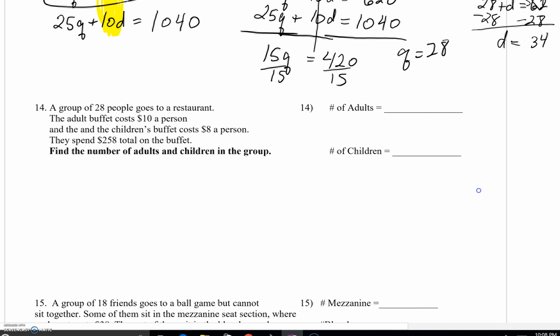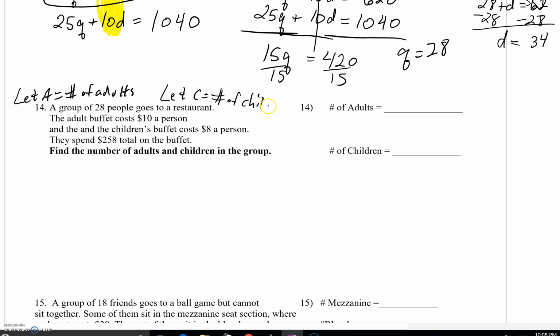Well, let's take a look at number 14. A group of 28 people go to a restaurant, and the adult buffet costs $10 a person. The children's buffet is $8. You're trying to find the number of adults, the number of children. So you could say let A be the number of adults. You could let C be the number of children.